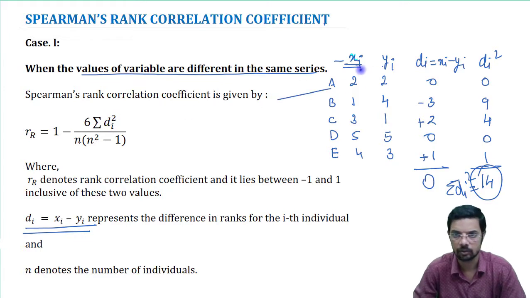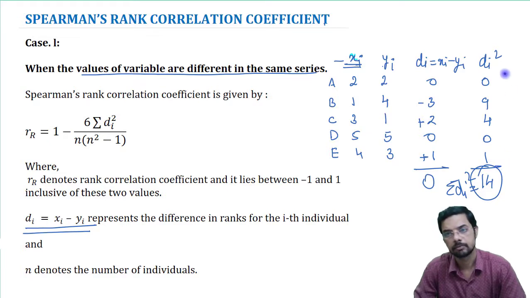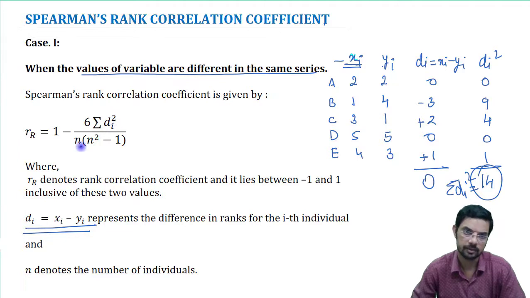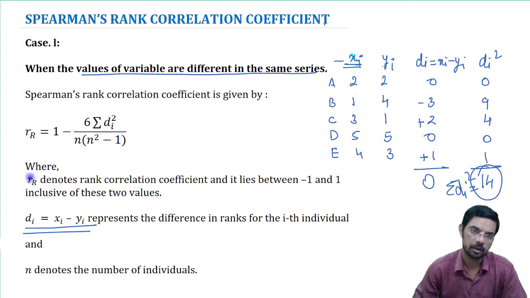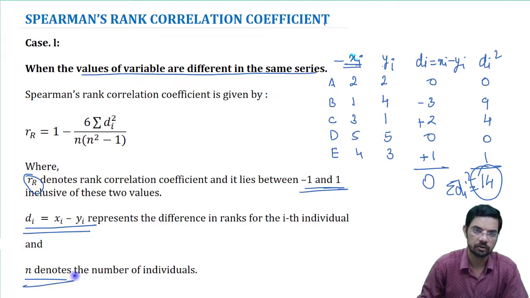The ranks are calculated first of all, and then the sum of the squares of the differences between the ranks is calculated. Then we put it into this formula, with n equal to 5 in this case. So 1 minus 6 into sigma di square divided by n into n square minus 1. Capital R represents rank, and small r represents the rank correlation coefficient. It lies between minus 1 and 1. And n represents the number of individual ranks.